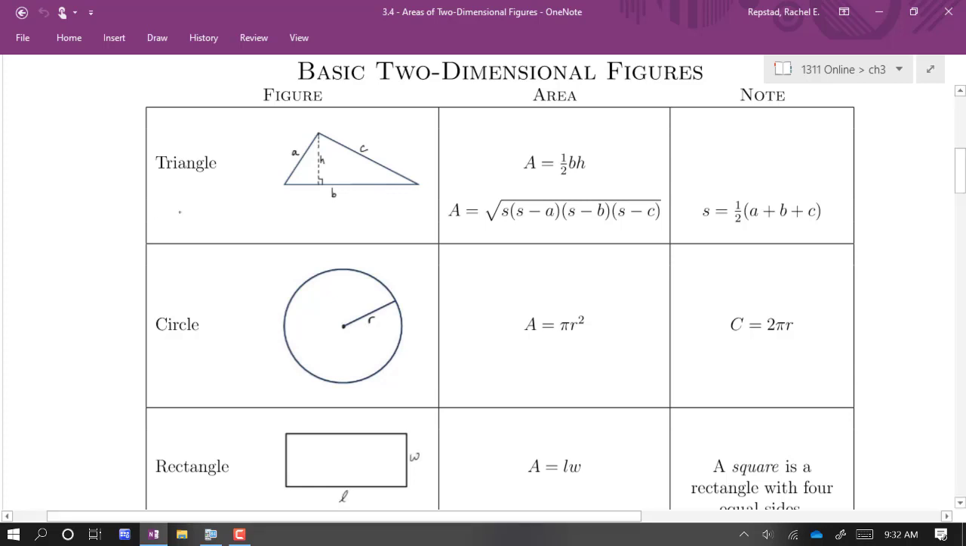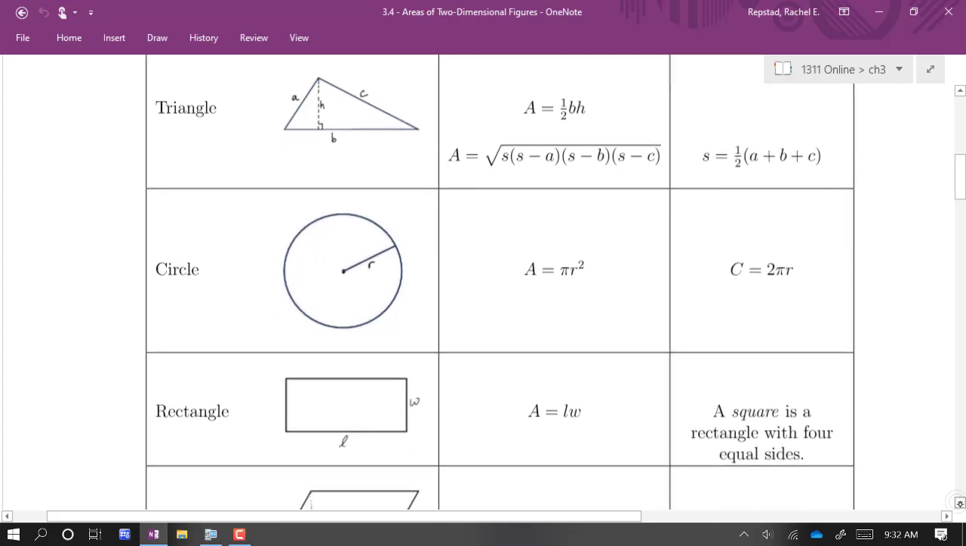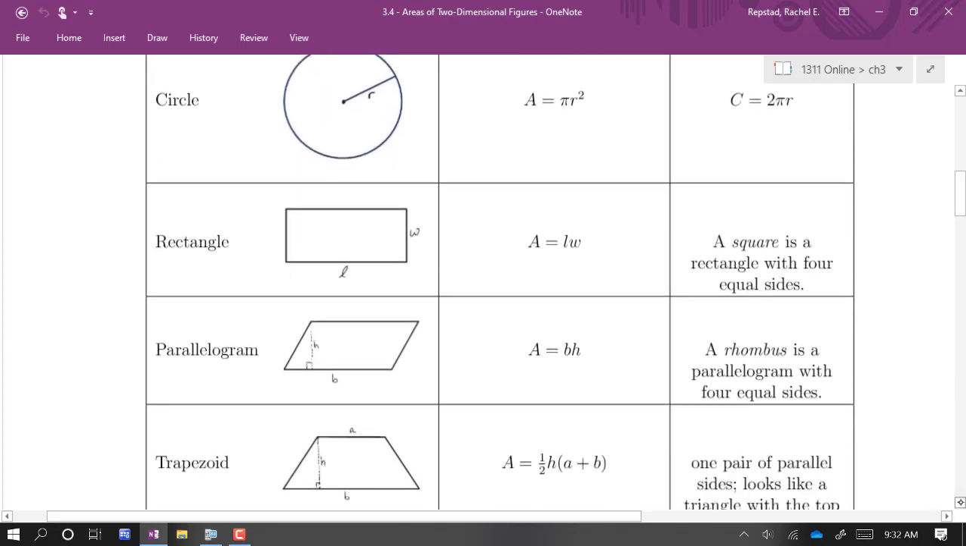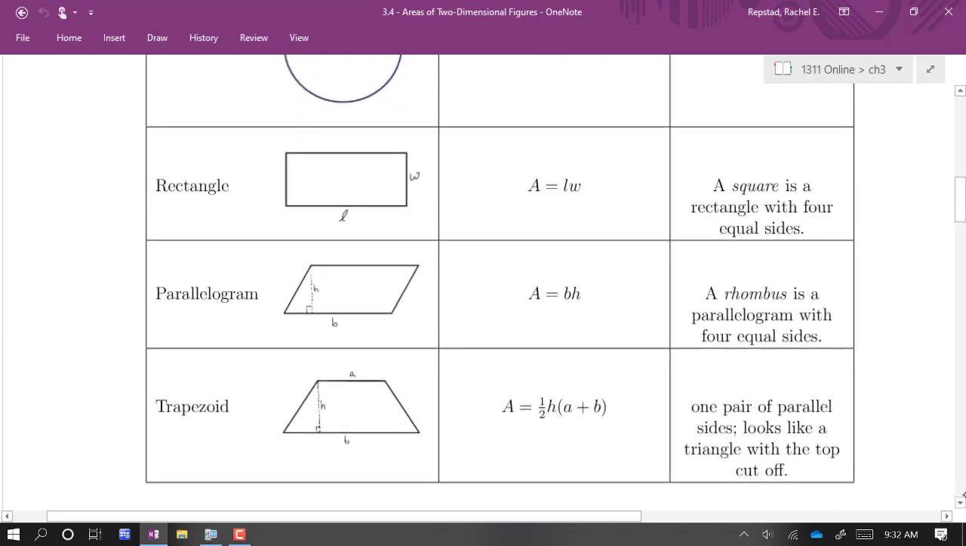Some of them we already know, like the triangle formulas, right? That the area is 1/2 base height, or that if I don't have the height, I can use Heron's formula, and here S is half the perimeter. We already know how to find the area of a circle, and, bonus fact, we know the circumference as well. The area of a rectangle, you probably already know, is given by length times width. A square is just a rectangle, but all the sides are the same.